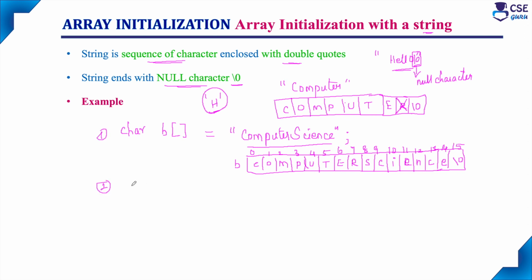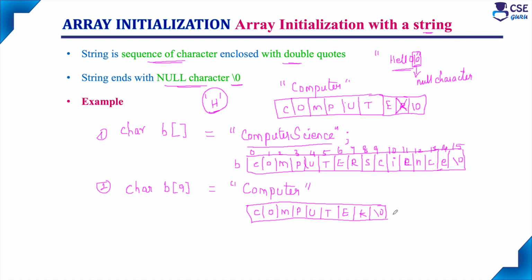Suppose you want to initialize the string with size: char is the data type, then the array name, and then we have to specify the size. So B of 9 we have specified, and here if you are specifying "computer", the size is 8. Totally 8 memory locations of character data type are required, plus one to store the null character. So it will allocate like this: computer, and in the last space it will store the null character. We have allocated 9 memory spaces, starting from 0, 1, 2, up to 8. So 0 to 8, totally 9 memory locations.